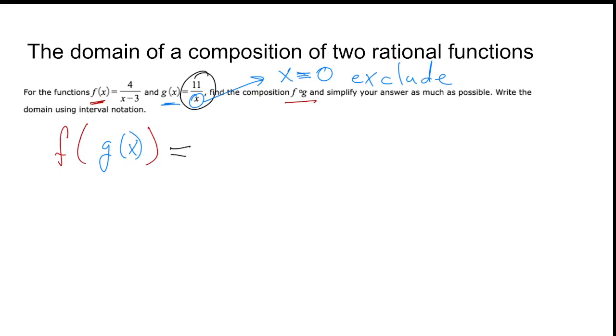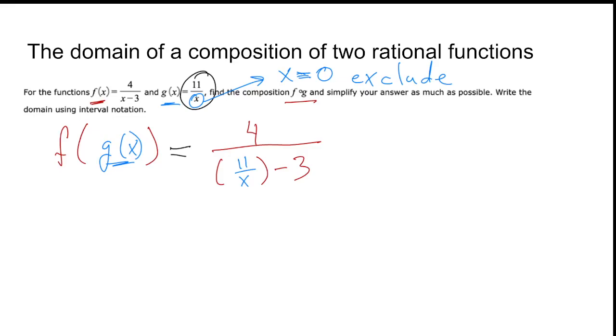Now what we're going to do is this composite, which is going to get a little complicated, but that's okay. We're going to take the f function, 4 over x minus 3, and the x we're going to replace by a parentheses. So 4 over x minus 3 is what we start with. Inside this parentheses, we're going to put the function g of x. That's 11 over x, and that's what we have.